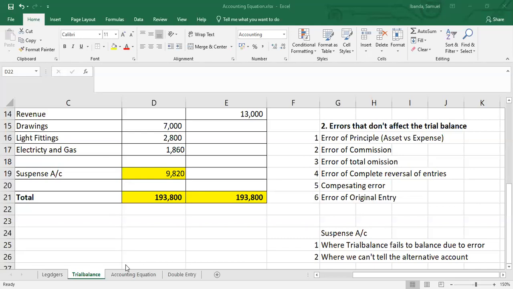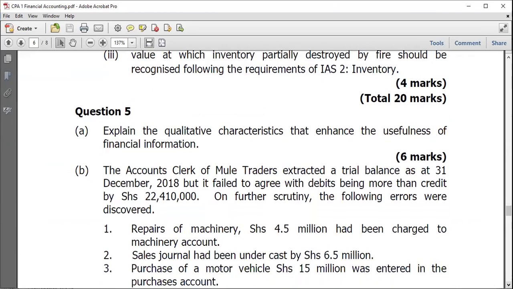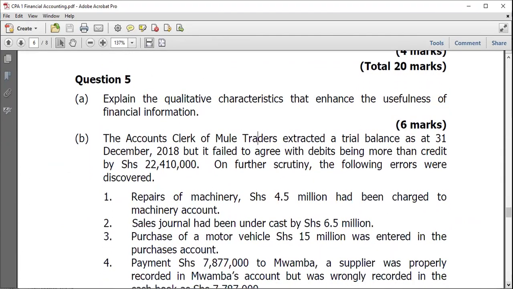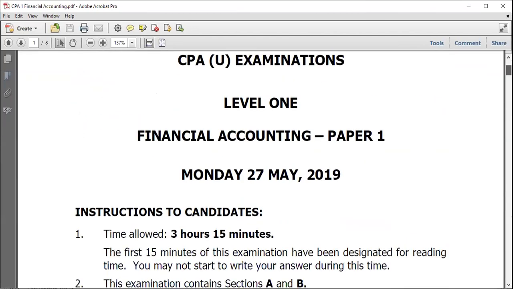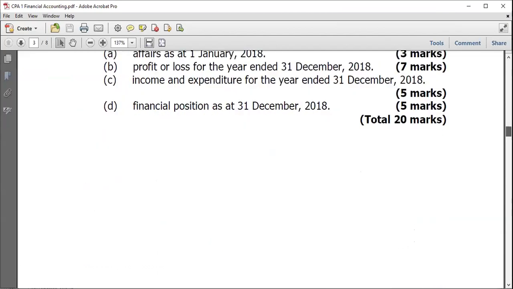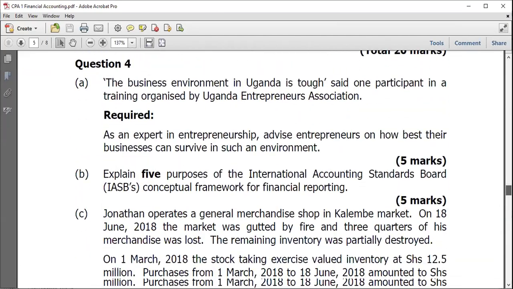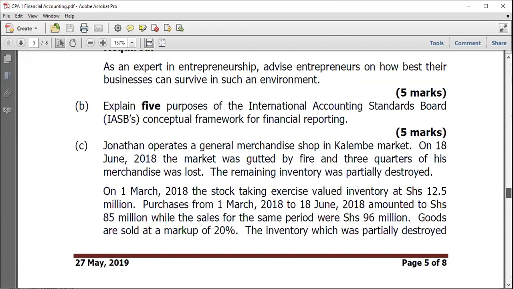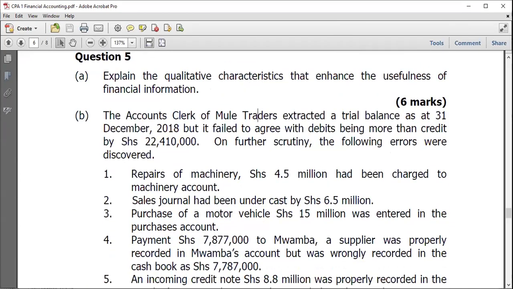I've gotten my question. So just try to take a note. This is a question. It is in May 2019. So note down in your book, May 2019. Question 5.